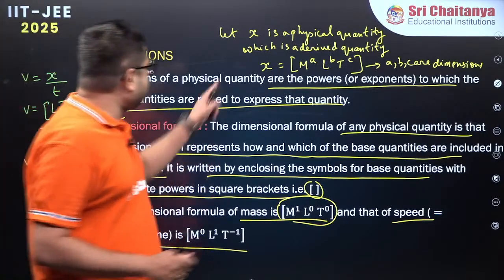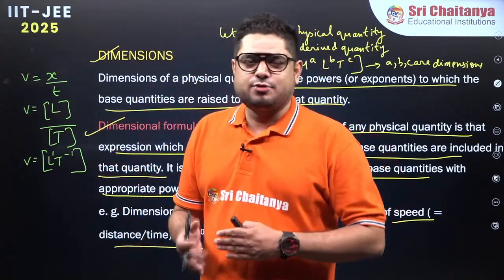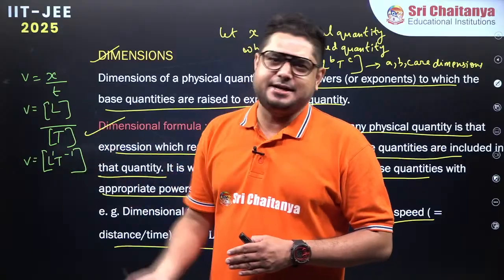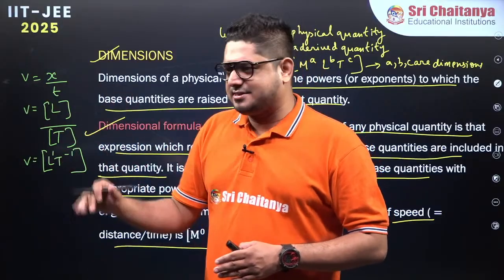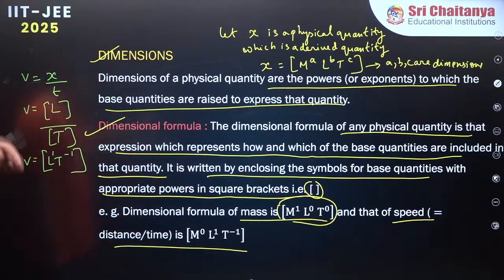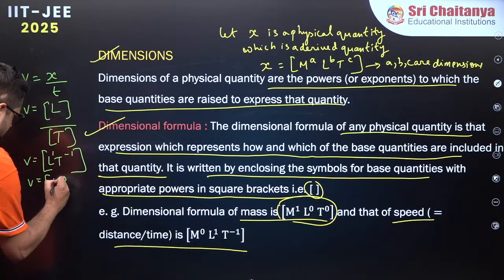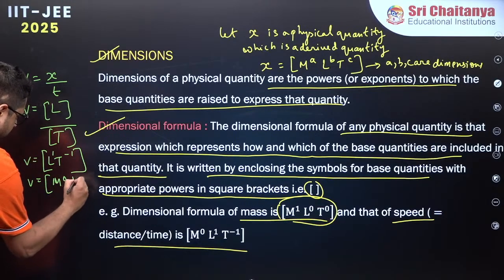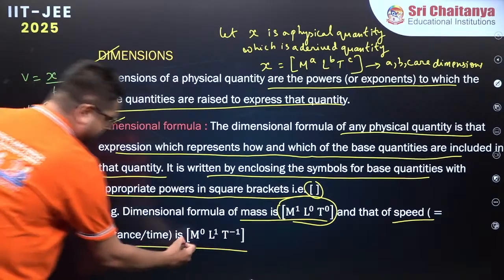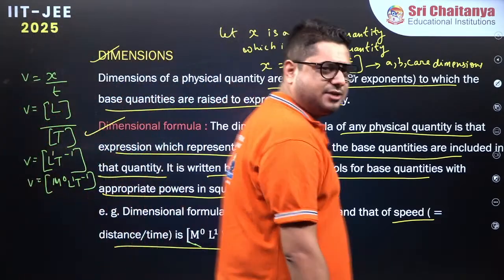Obviously I said that any physical quantity, whether derived or fundamental, is represented as m to the power a, l to the power b, t to the power c. In this case there are no terms associated with mass, so I can also write this as m0 l to the power 1 t to the power minus 1. That's what they have written over here. So that's what the dimensional formula is all about.